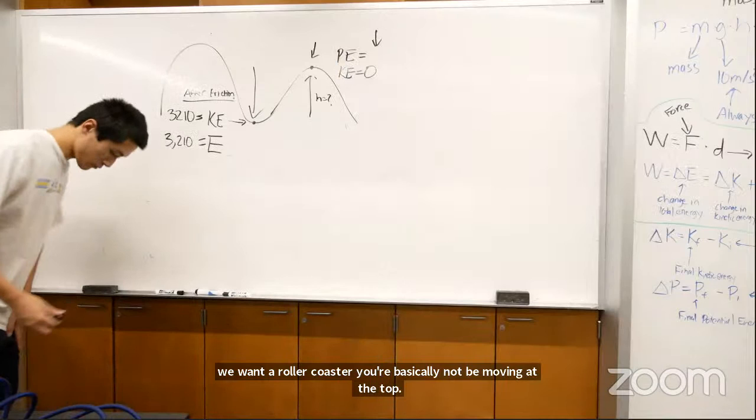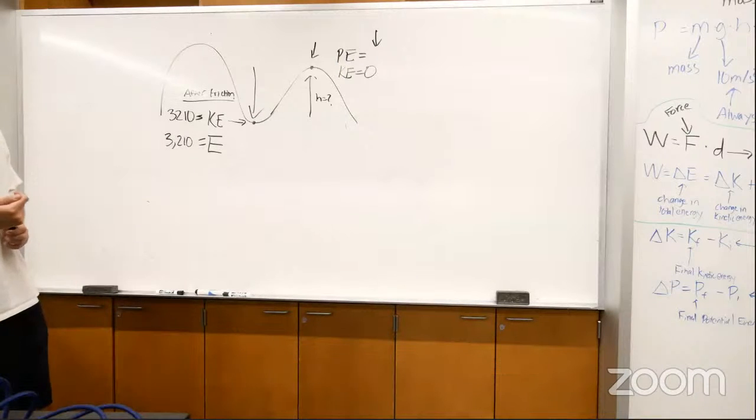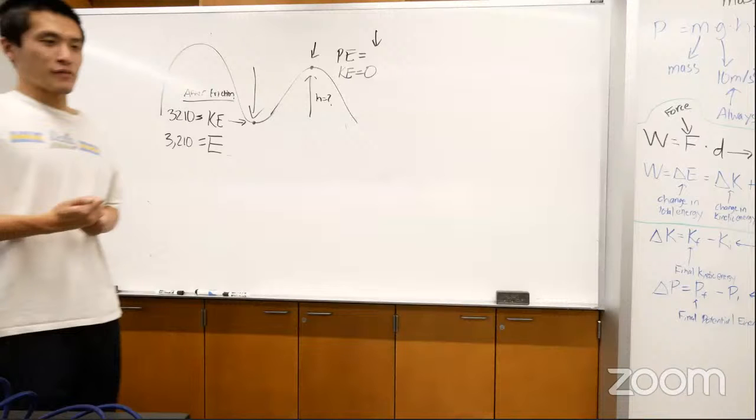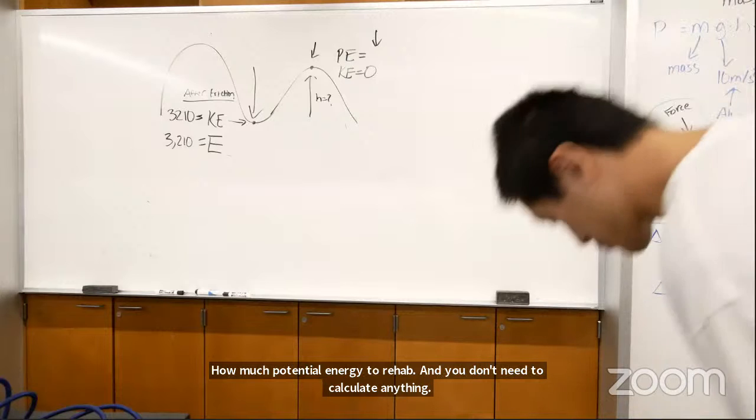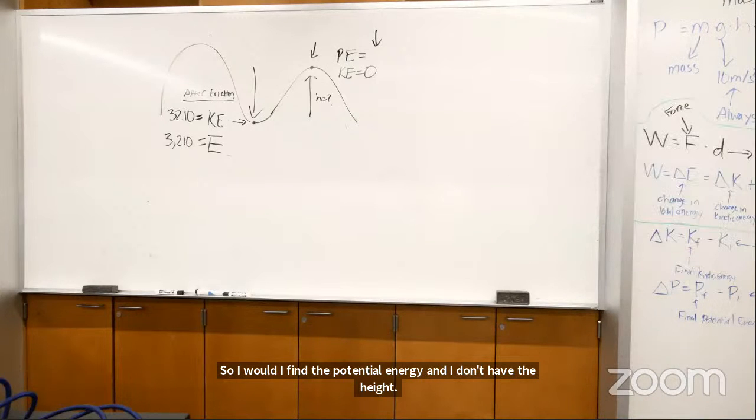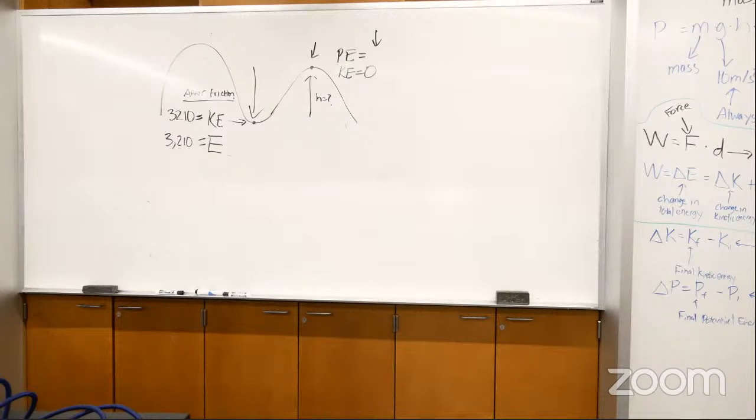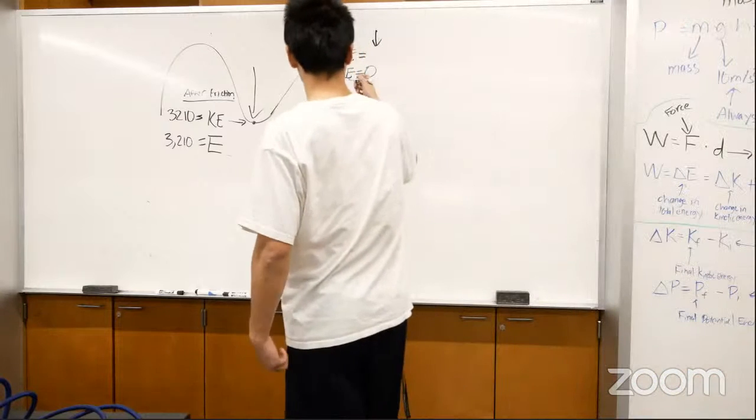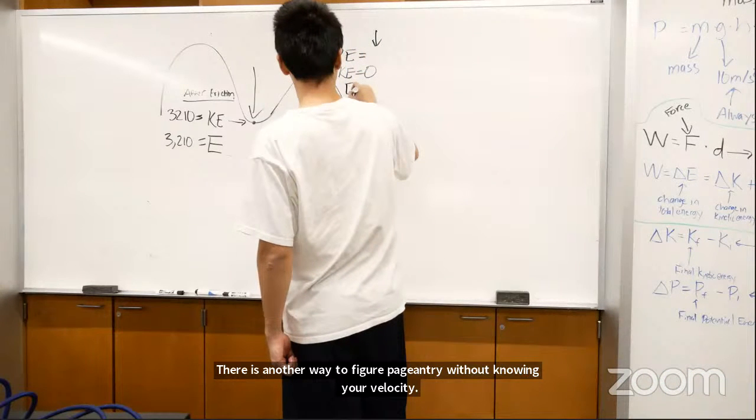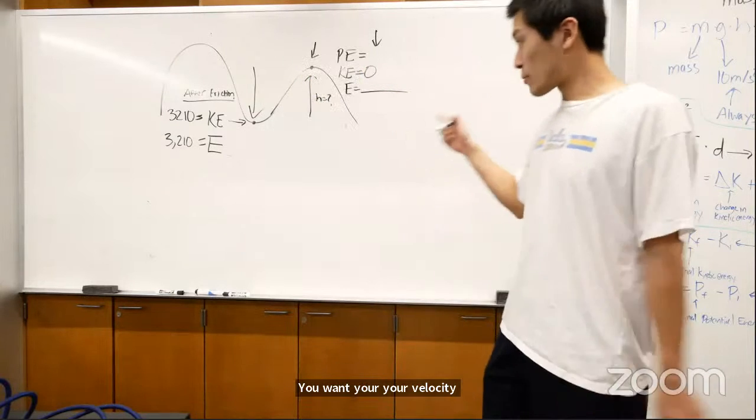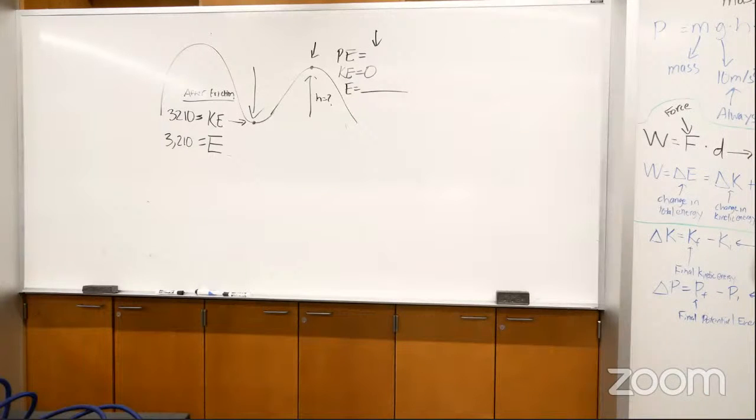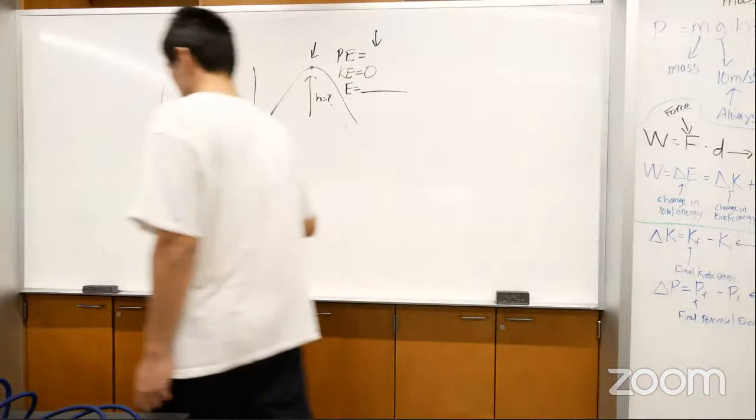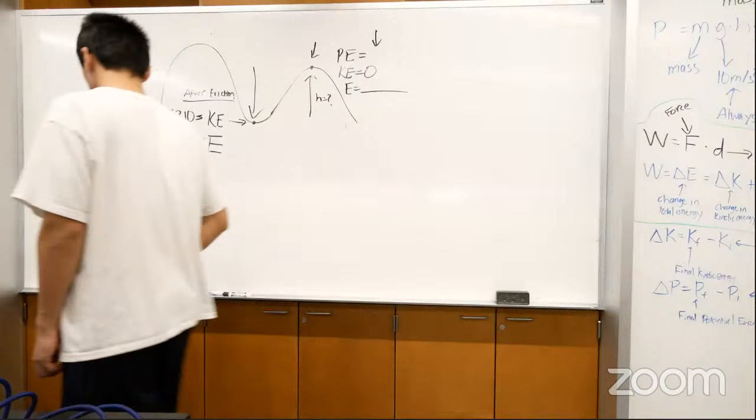So how would I find the potential energy when I don't have the height? There is another way to figure out your potential energy without knowing it. The velocity? You wouldn't use your velocity. And here's a better question. How much total energy would you have at that height? The amount of energy that my potential energy has. Okay. You're absolutely correct. Where else can you find your total energy from? From finding my KE and my PE.